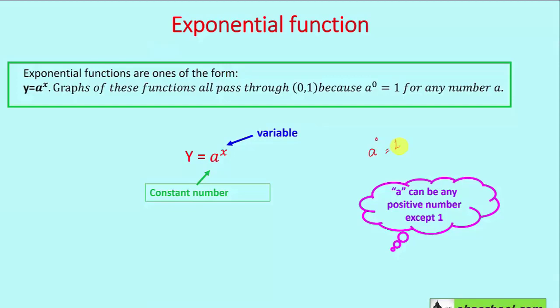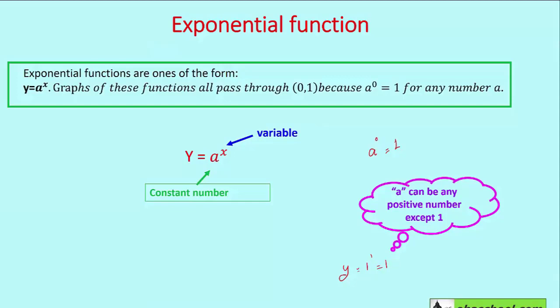Why? Because if we consider a as 1, we will have y equal to 1 to the power x. Also, let's consider x to be 1. Now, 1 to the power 1 is 1. So, in this case, the graph will be a straight line with equation y equal to 1. And this never reflects the concept of exponential function. Let's repeat. Exponential function is in the form of y equal a to the power x, where a is any positive number except 1.